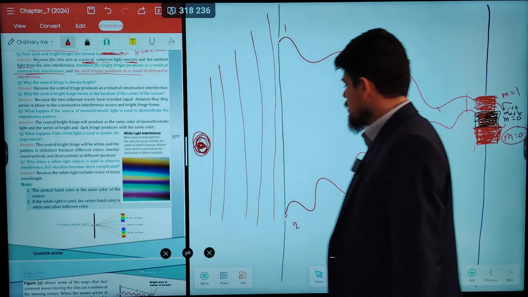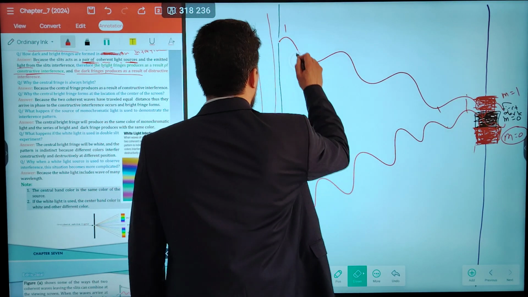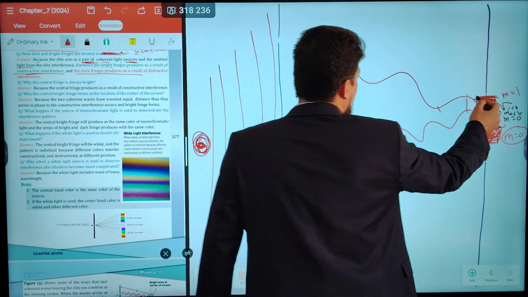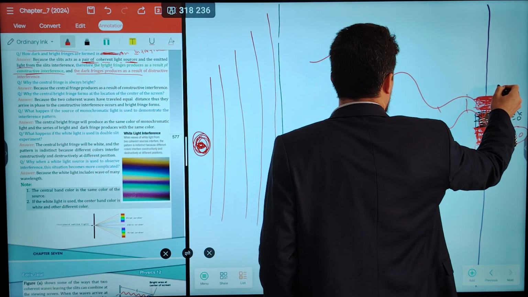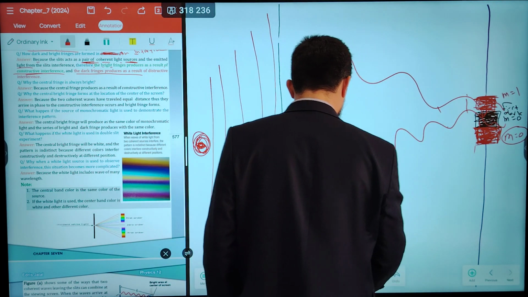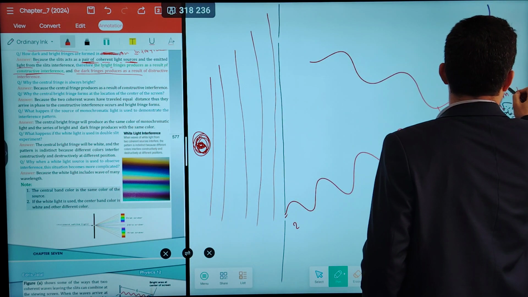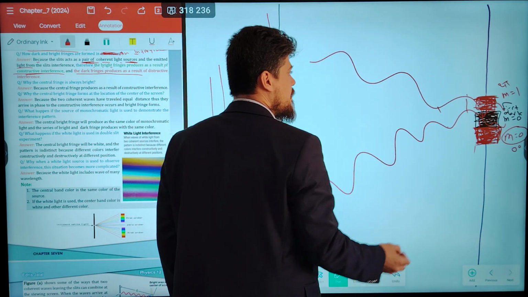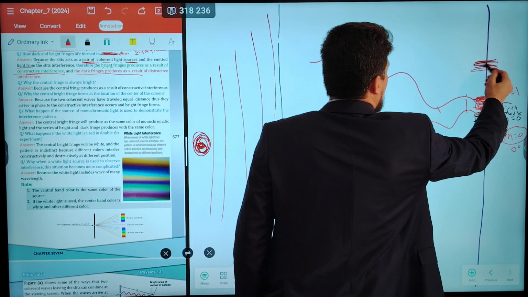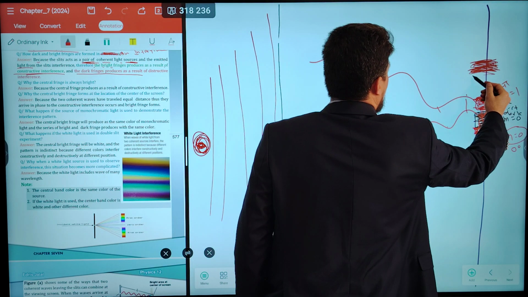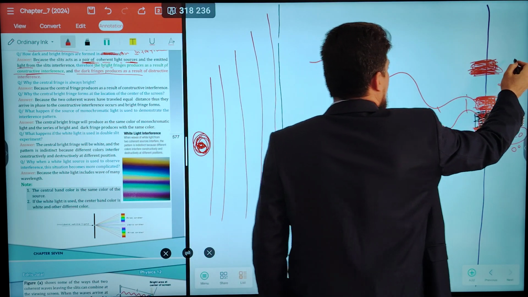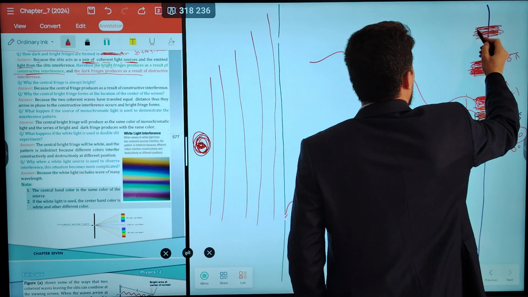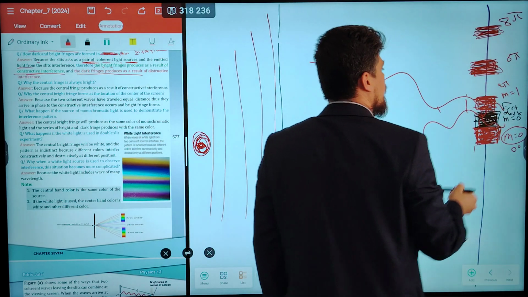So the difference between them is what? Look. They are still constructive, yes. But the phase difference here is 2 pi. Sorry. The phase difference is 2 pi. But the phase difference here is 0. Another bright appears here. But here the phase difference is 6 pi. Here it's going to be 8 pi.